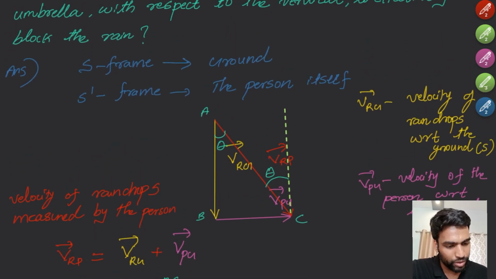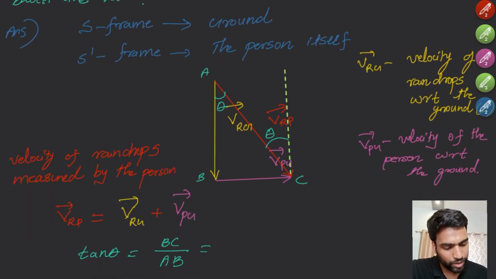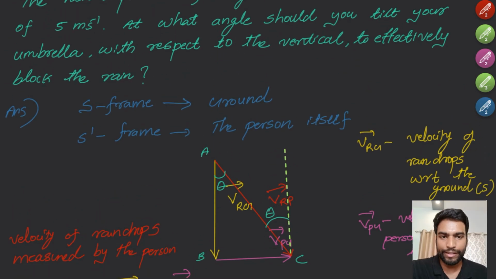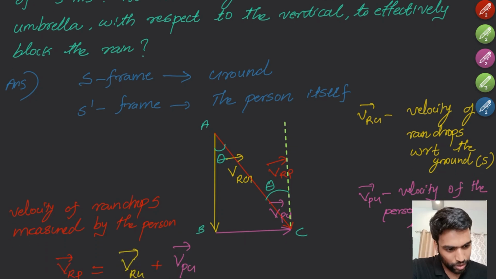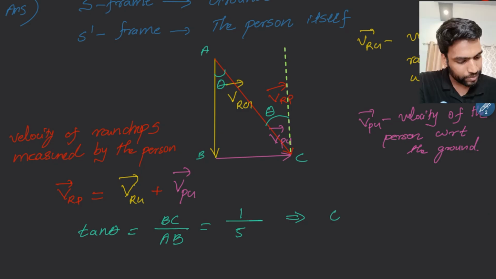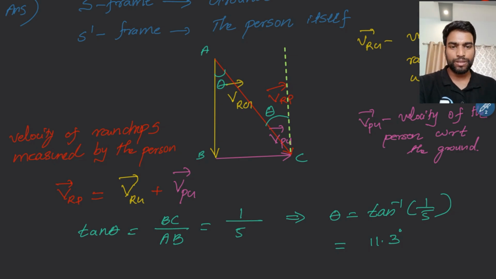BC is nothing but the VPG, right? The person is walking with 1 meter per second speed, so we can write 1. And the velocity of the raindrop with respect to the ground is 5 meter per second, so 1 divided by 5. This implies that theta equals tan inverse 1 divided by 5, which is approximately 11.3. So the person has to tilt the umbrella at an angle 11.3 degree with respect to vertical.